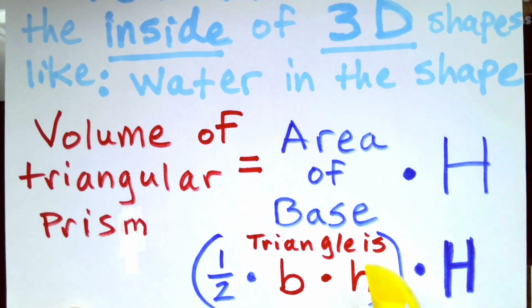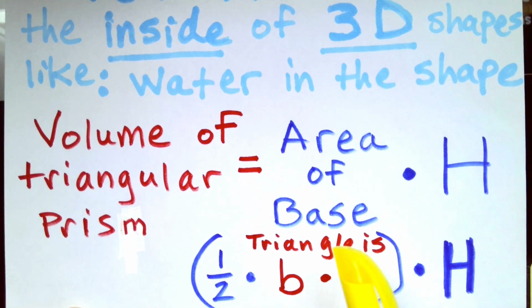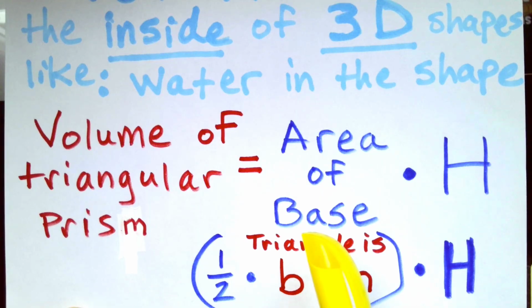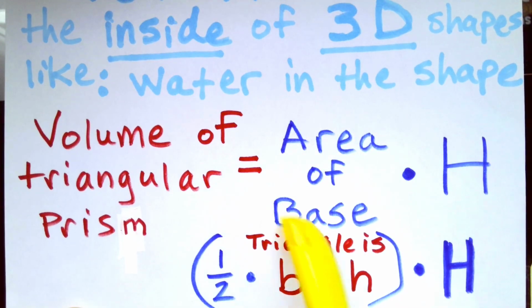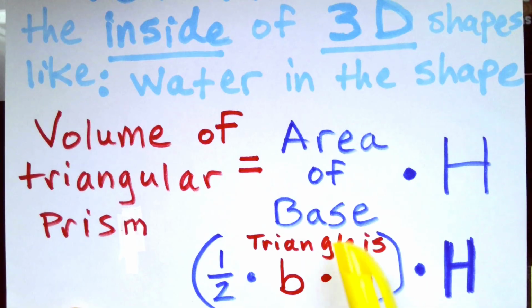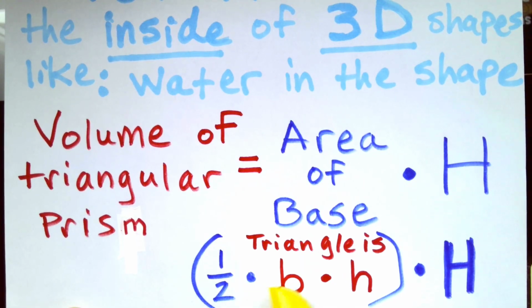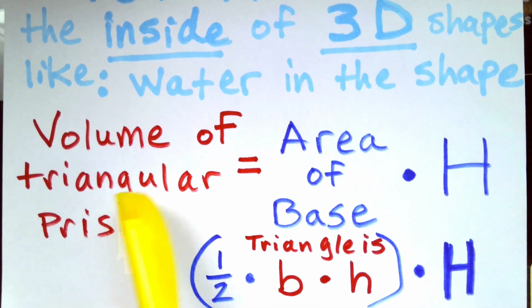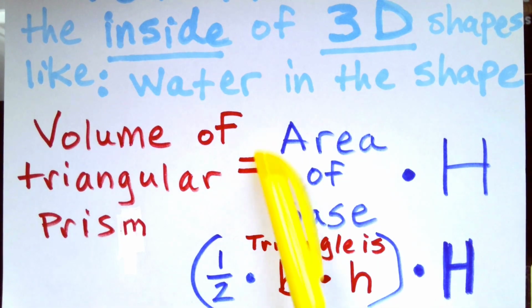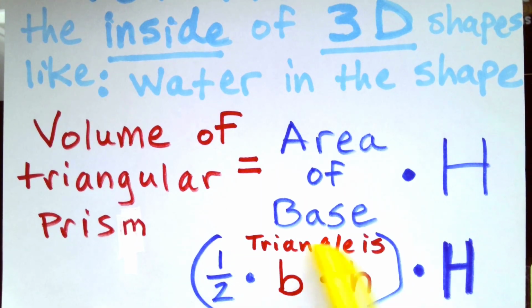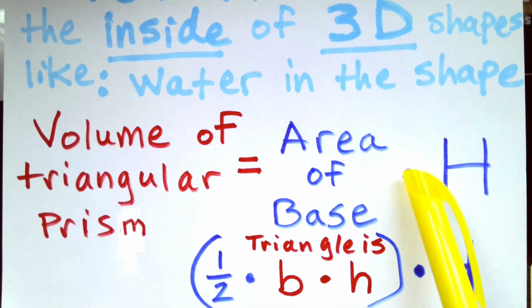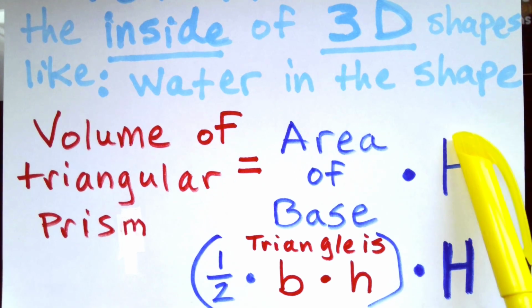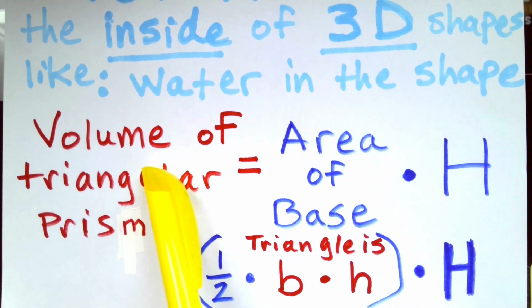I went over that in a video. If you missed it, go back and watch. I think there were 2 videos on how to find the area of the base of this triangular prism, which is 1/2 times the base times the height of that right triangle. But in order to find the volume of this triangular prism, we're going to take that area, which I'm showing you the formula for here, and multiply that value times the height of the triangular prism.